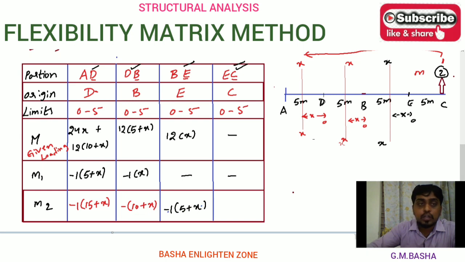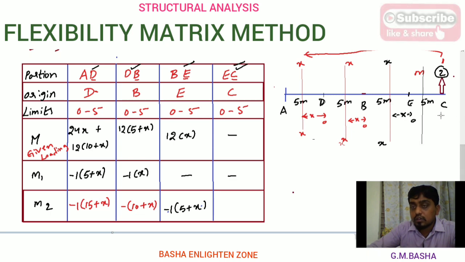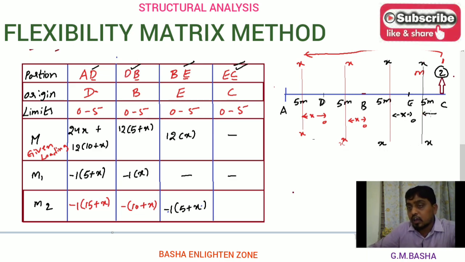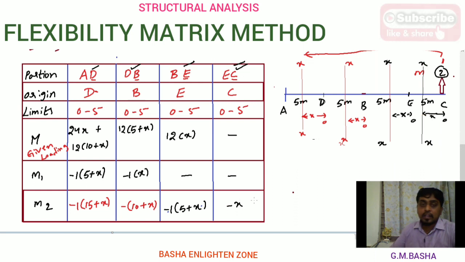For the EC portion, I am considering a section xx at a distance of x from the origin point C. Therefore, minus 1 into x, which is minus x. I am taking this one directly.